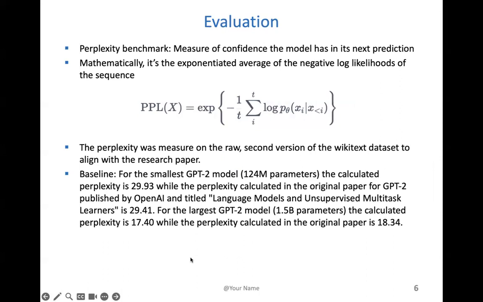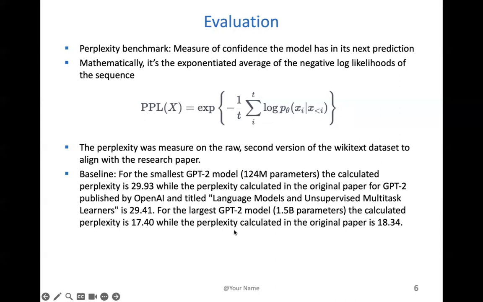So how were the models evaluated? The models were evaluated on the perplexity benchmark. And this benchmark basically measures the confidence the model has in its next prediction. Mathematically, it's the exponentiated average of the negative log likelihoods of the sequence, as we can see here.